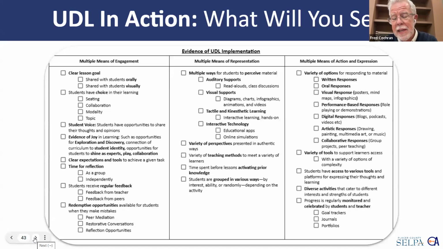We wanted to give you access to a way of looking at evidence of UDL implementation here. It's broken down by the three guidelines. When you are observing a lesson, or maybe observing a peer who is teaching, some things you might be looking for are those lesson goals or how choice is being offered. And this gives you what we call a checklist, even though we don't always like the term checklist, but it's nice to be able to say, I see it there, I see it here.